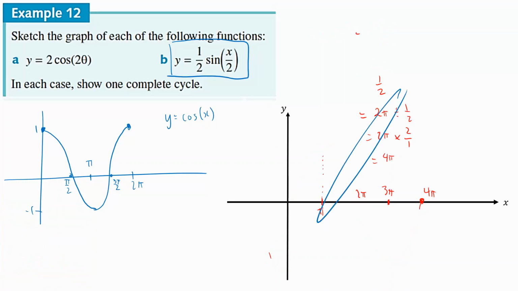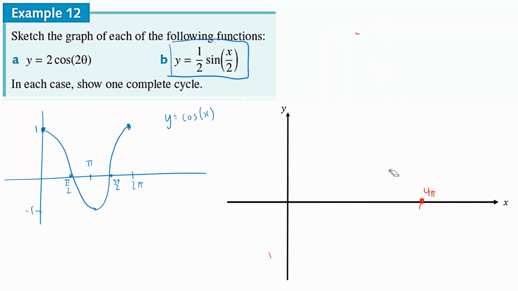Oops. Oh. I know. I can't do it on the screen. All right, here we go.